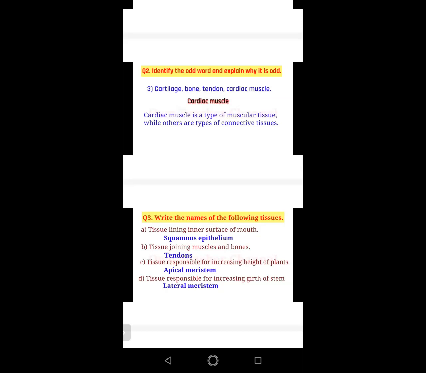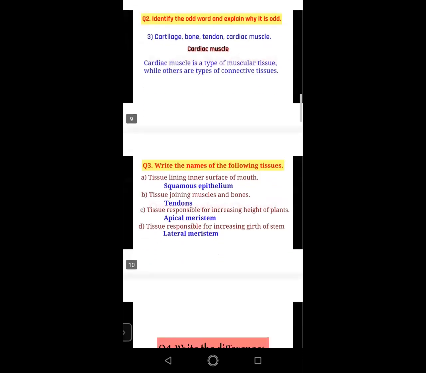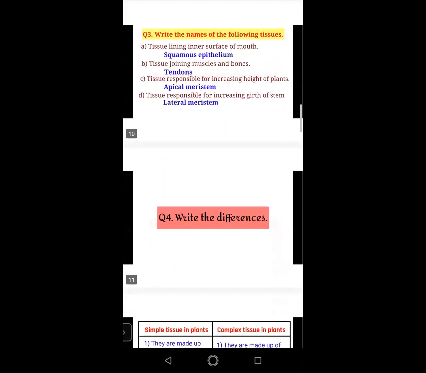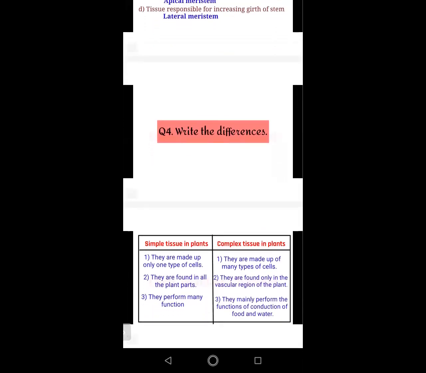Have you completed, student? Now our question number three is also completed. I think you have written all this. Now, question number 4. Write the differences.